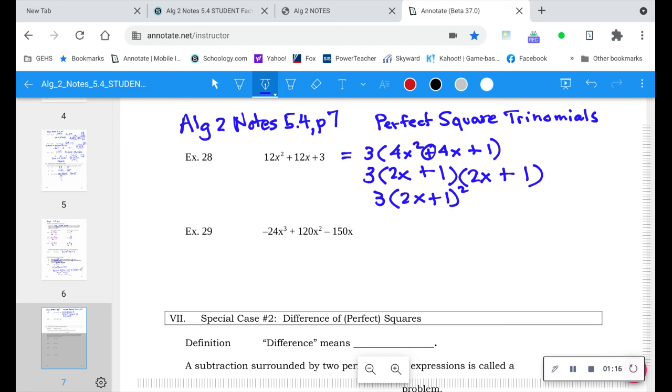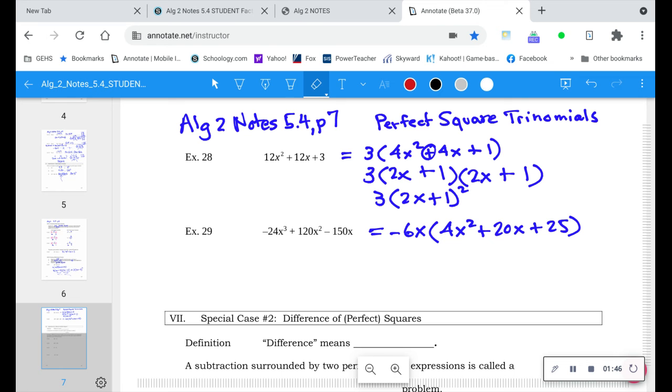Okay, we're going to do the same thing on this one here. The greatest common factor on this one is negative 6x. So I'm going to pull the negative 6x out. We get 4x squared plus 20x, and then plus 25. You can take your calculator and divide all of those numbers by negative 6 to see where I got these.